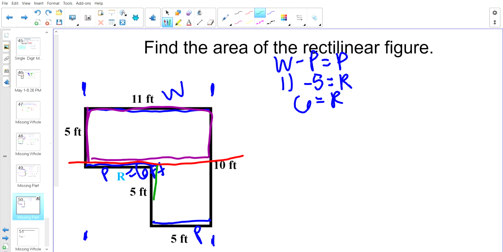I would like you to determine the area of each rectangle and then add those areas together to find the total. Oh, I'm sorry, I misspoke. I'd like you to find the area of each rectangle and then add them together to find the total area of the entire rectilinear figure. Once you've determined the area and you're ready to check your answer, I'd like you to press play. You may pause the video now to find the area of the entire shape.